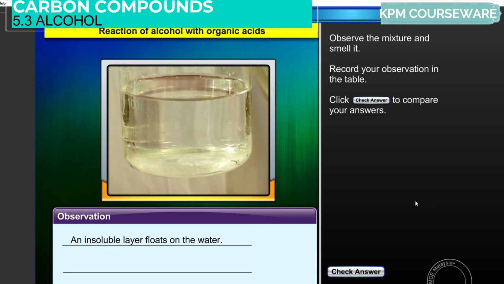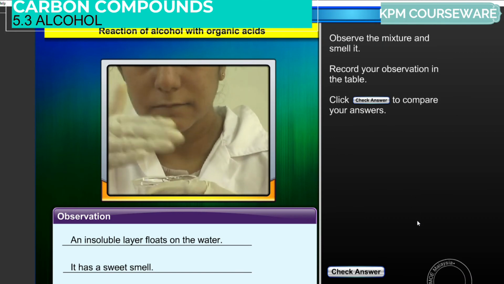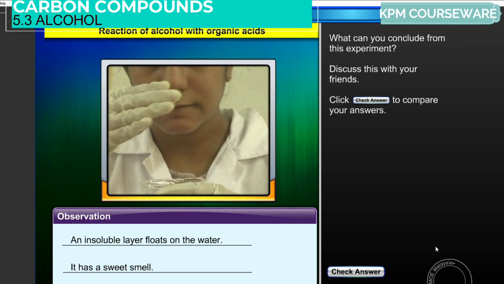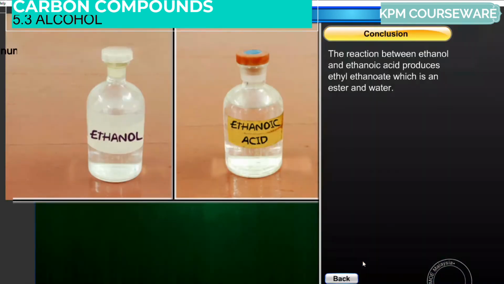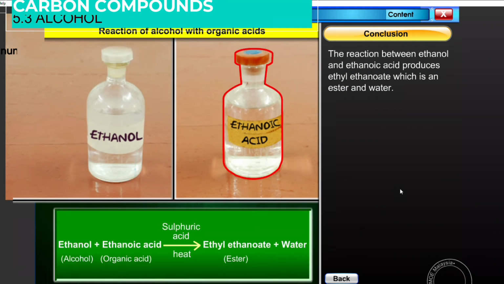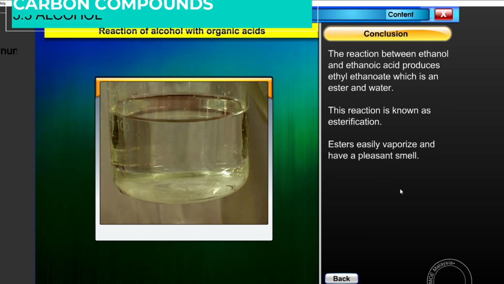An insoluble layer floats on the water. It has a sweet smell. What can you conclude from this experiment? Discuss this with your friends. Click Check Answer to compare your answers. The reaction between ethanol and ethanoic acid produces ethyl ethanoate, which is an ester, and water. This reaction is known as esterification. Esters easily vaporize and have a pleasant smell.